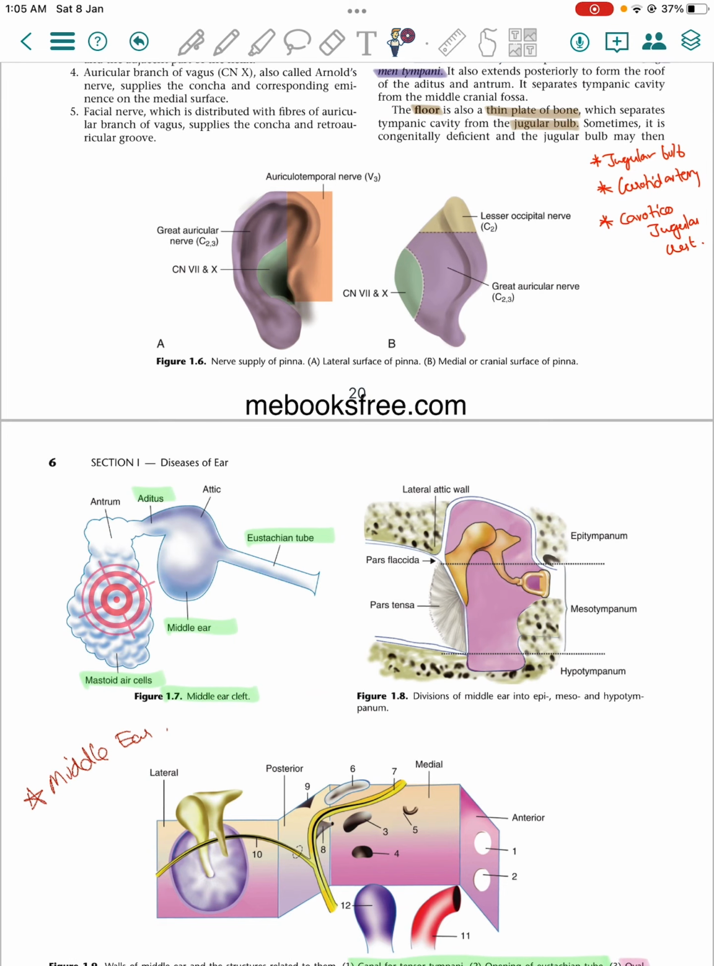Behind or posterior it contains the mastoid, which contains many mastoid air cells, including the largest air cell, the antrum. The connecting portion is the aditus. The superior part of the middle ear is the attic, and the anterior most part is the eustachian tube. So this is the anterior, goes to the posterior, guys.